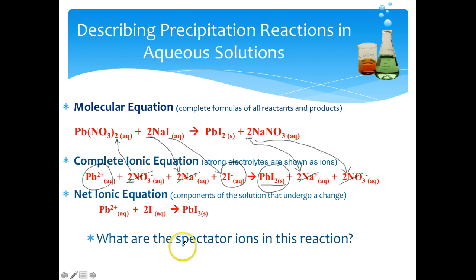I want to talk briefly here about spectator ions. The spectator ions are the ones that are just the spectators. They're watching, they're not participating. If you go to a football game, you are a spectator. You're not a player. So the sodium ions and the nitrate ions are your spectators in this reaction.